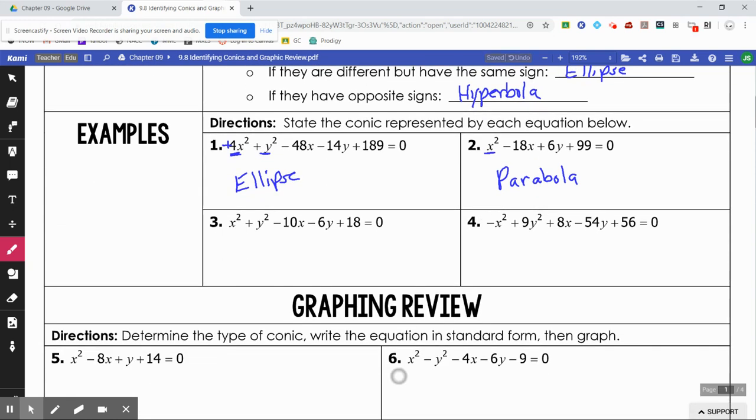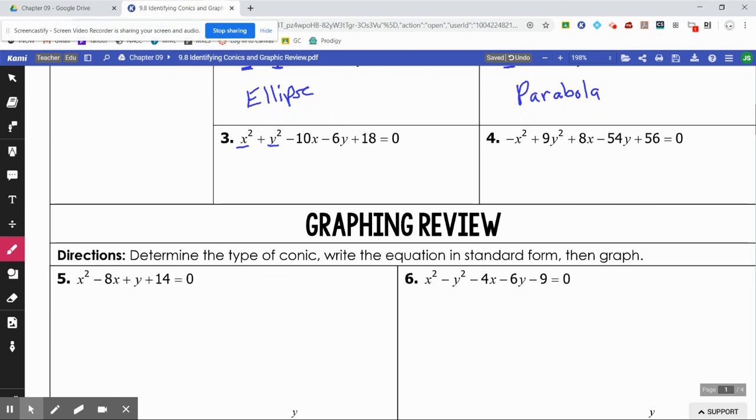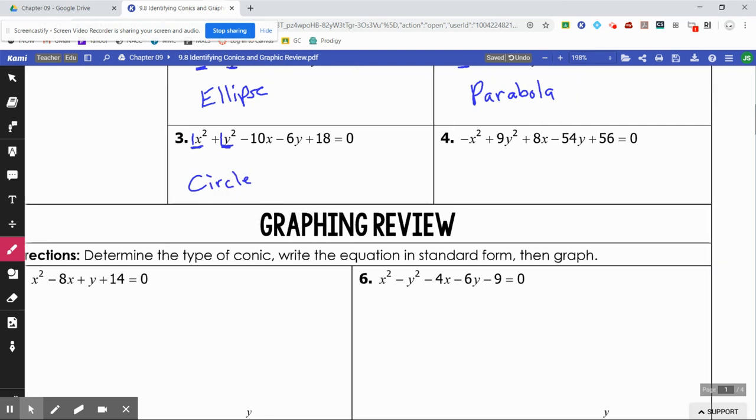On the next one, here's your x squared and y squared. Notice they are both being squared, so it's not a parabola. However, they have the exact same coefficient, which is 1. This is a circle without going any further. And here your x squared and y squared have different signs. It's a negative and a positive, so this would be a hyperbola.